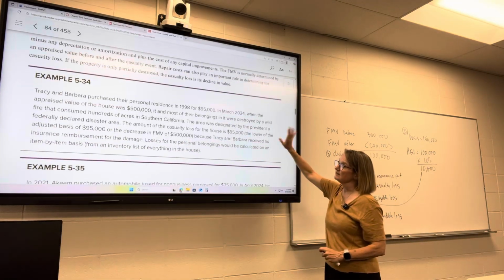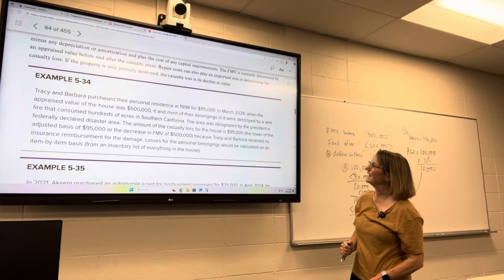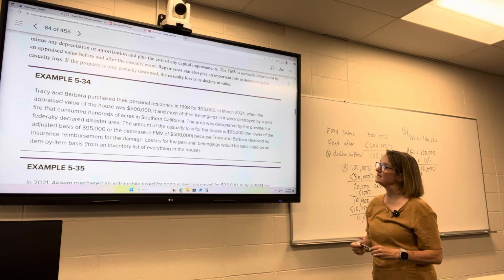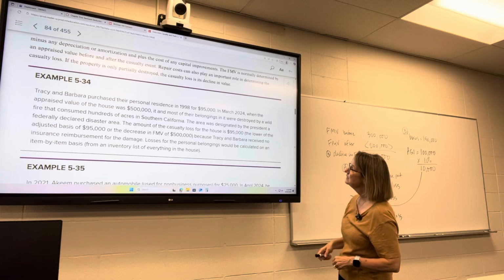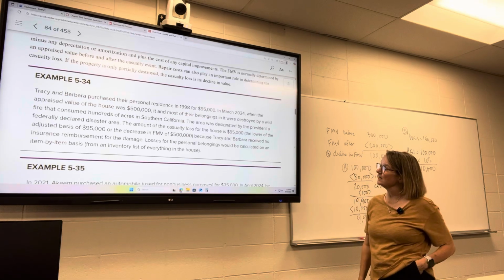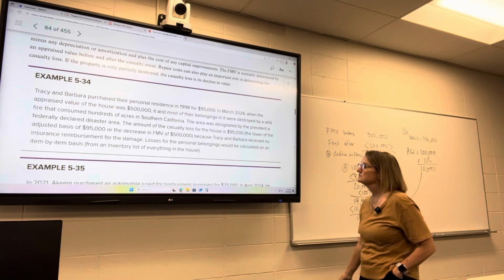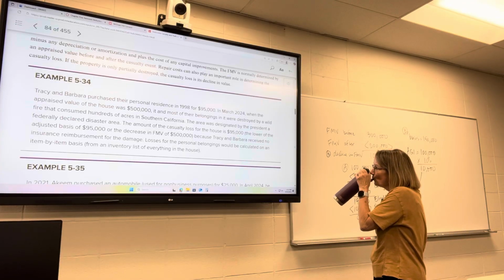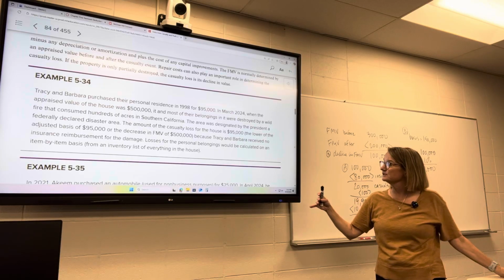So here, they've got an example, Tracy and Barbara. They bought a personal residence in 1998 for $95,000. In March 2024, the appraised value of the house was $500,000. So that went up quite a bit in value. Most of their belongings were destroyed by a wildfire that consumed hundreds of acres in Southern California. I think we've heard this story before. Palisades Fire. I'm assuming it was a presidentially declared disaster area. The area was designated by the president as a federally declared disaster area.